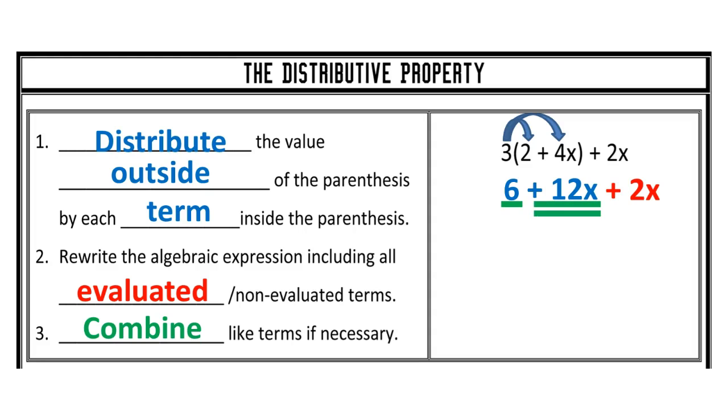So I'm going to categorize all my terms. I see 12x and 2x. I want to start with my variables, so that gives me 14x plus 6.